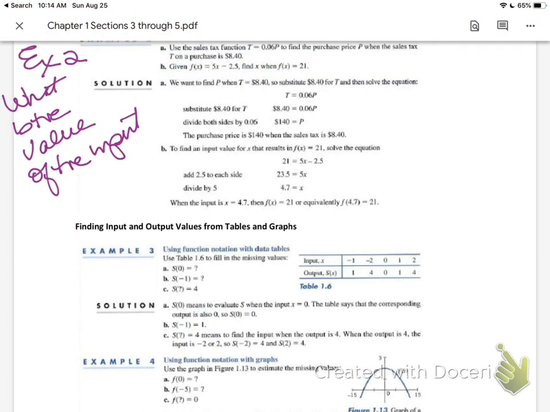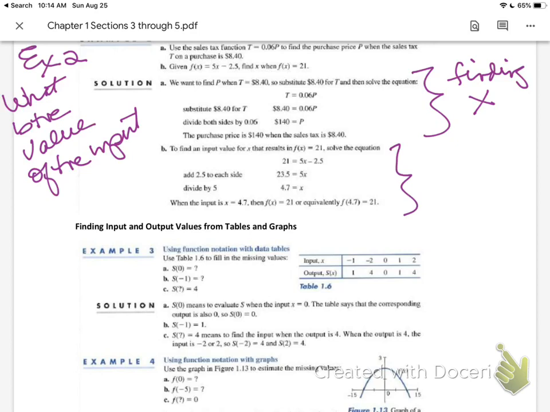Okay, example 2 asks you what is the value of the input. So they're going to give you an output, and you've got to work backwards to get the input. So look at this and be aware that you are finding x, which is the input. Okay, so for B, to find an input value for x that results, you're going to solve this equation. So here's another example of how to do it.